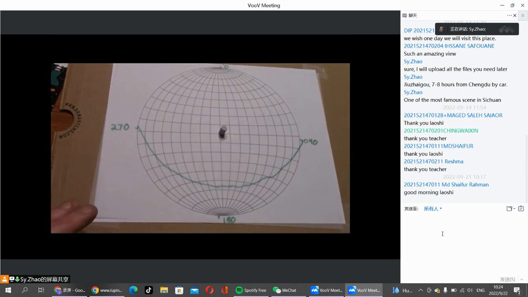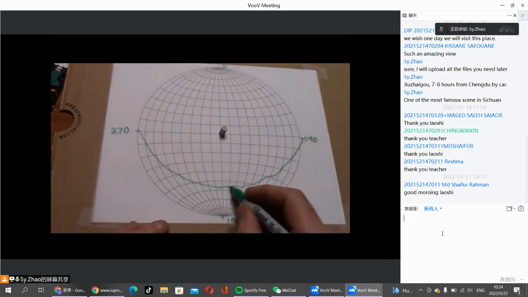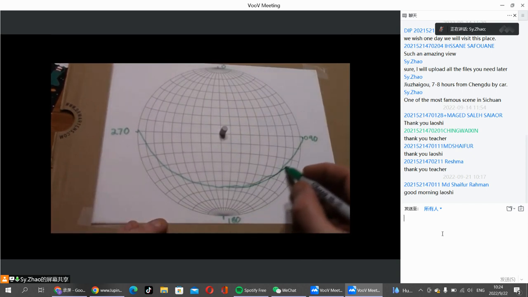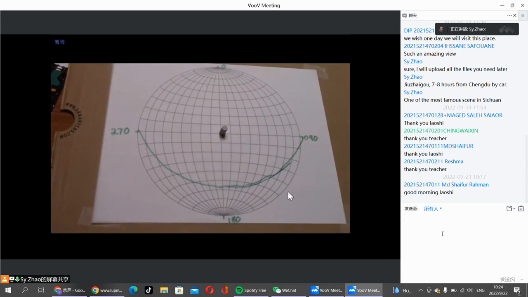Rotate your paper back to its original position so all the cardinal points are lined up again, and you are seeing the plot of a plane at 090/30. So this curved line means the surface dips towards the south, and the dip angle is 30 degrees, 10, 20, 30, like this.